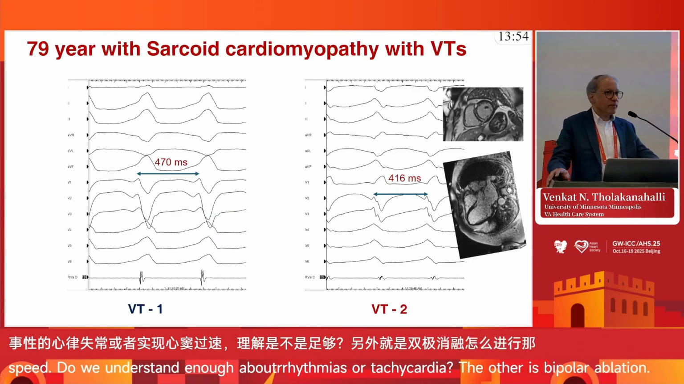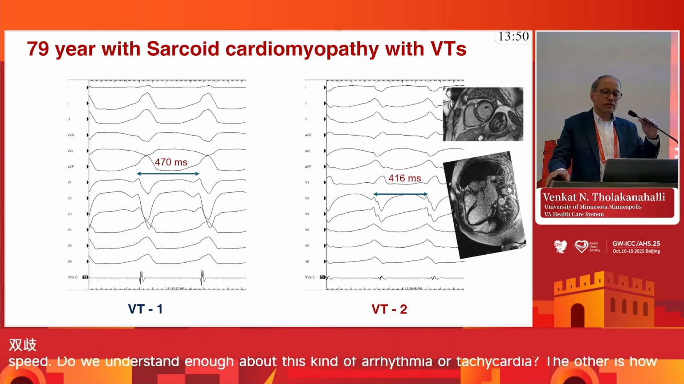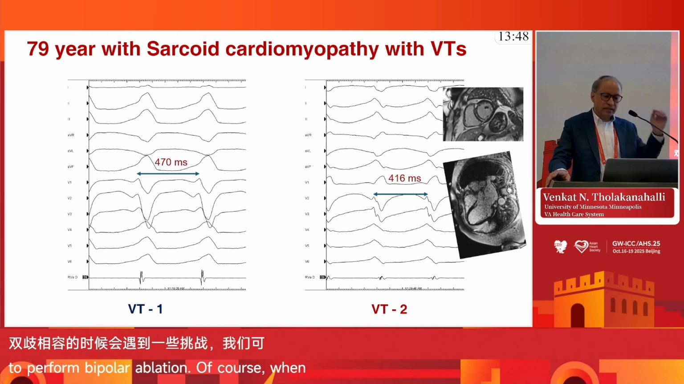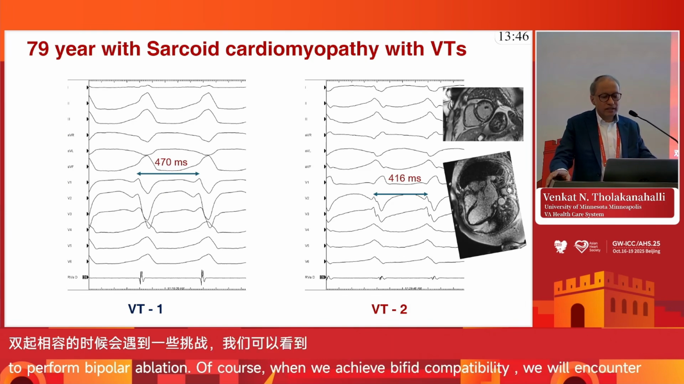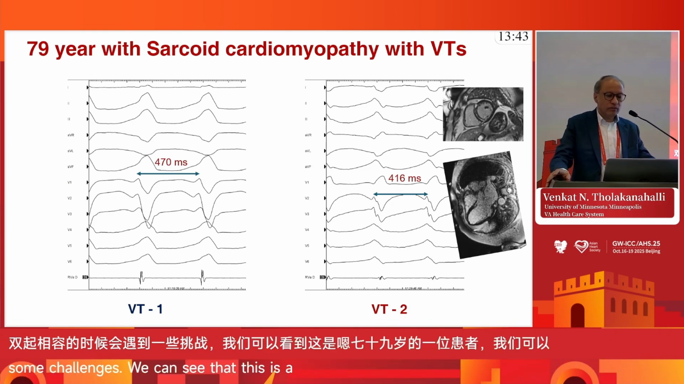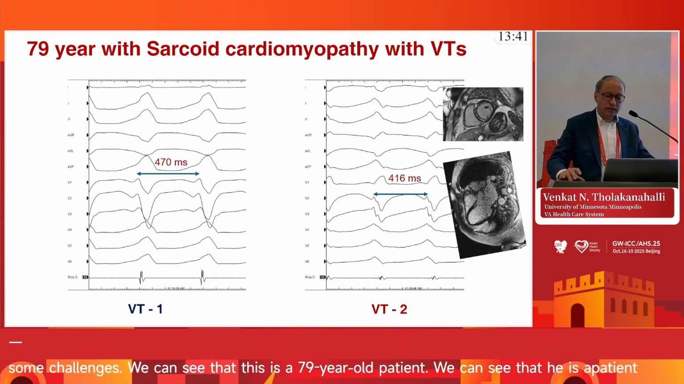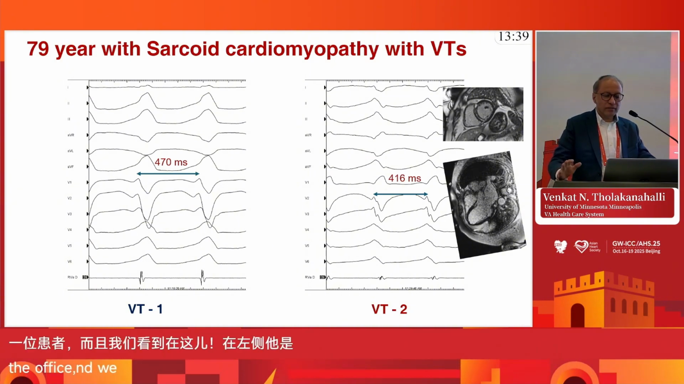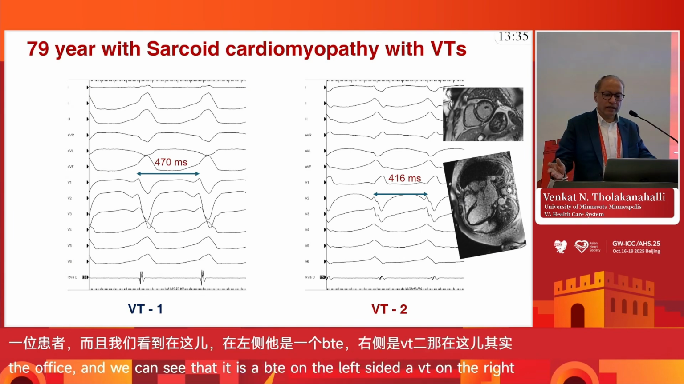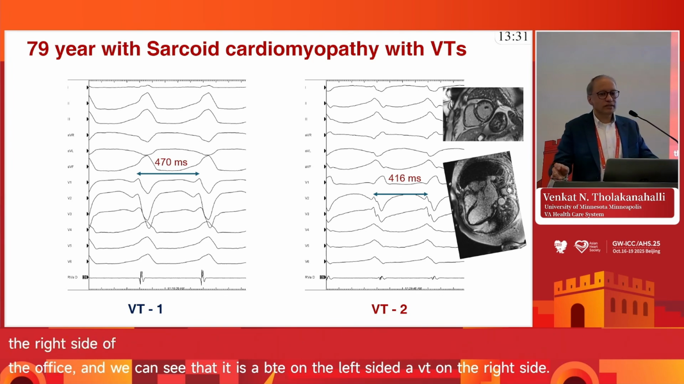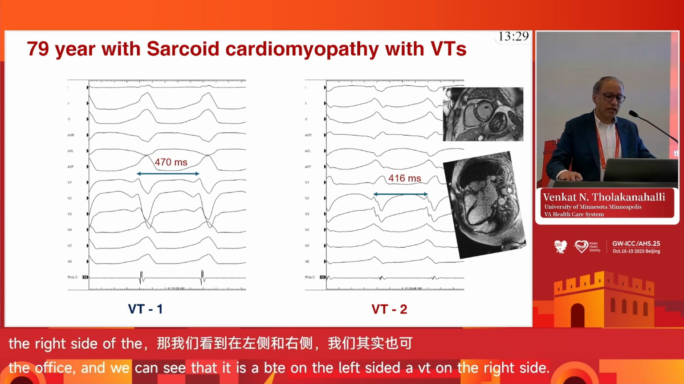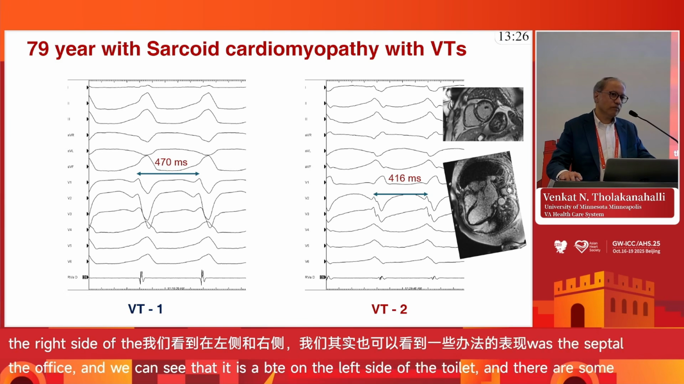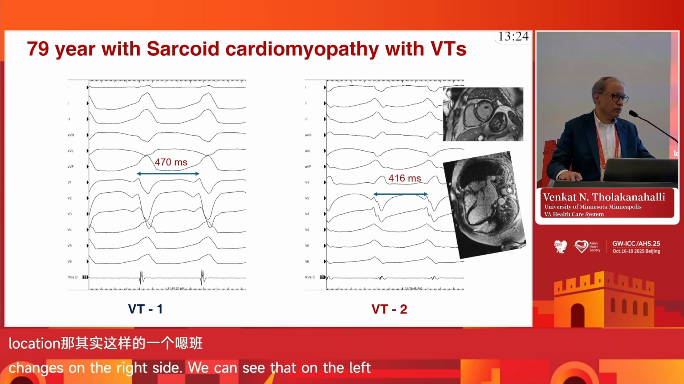This is an example of a patient, a 79-year-old, my patient, with sarcoid cardiomyopathy with ventricular tachycardias. As you can see, there are two VTs denoted here. One on the left is VT1 and VT2 is on the right side. There's some subtle variation. One was exiting to the left and one was exiting to the right side of the scar. So what it means is the scar was in the septal location, and this was approached by unipolar ablation, sequential unipolar ablation.